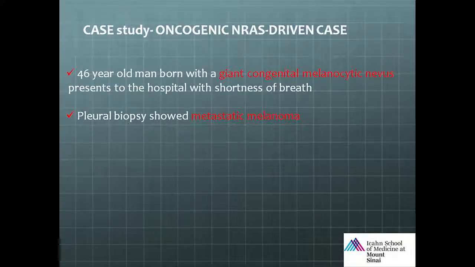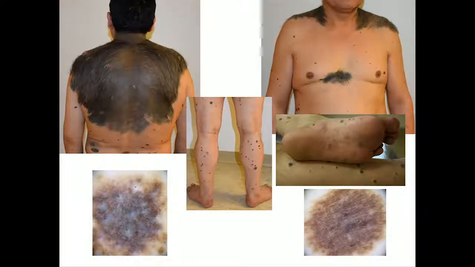Our derm resident, Dan, had this case, and he said, can you take a look at it? And pretty impressive case. A 46-year-old man born with a giant congenital melanocytic nevus presents to the hospital with shortness of breath. Pleural biopsy shows metastatic melanoma. So he is born with this nevus. This is a typical giant congenital melanocytic nevus.